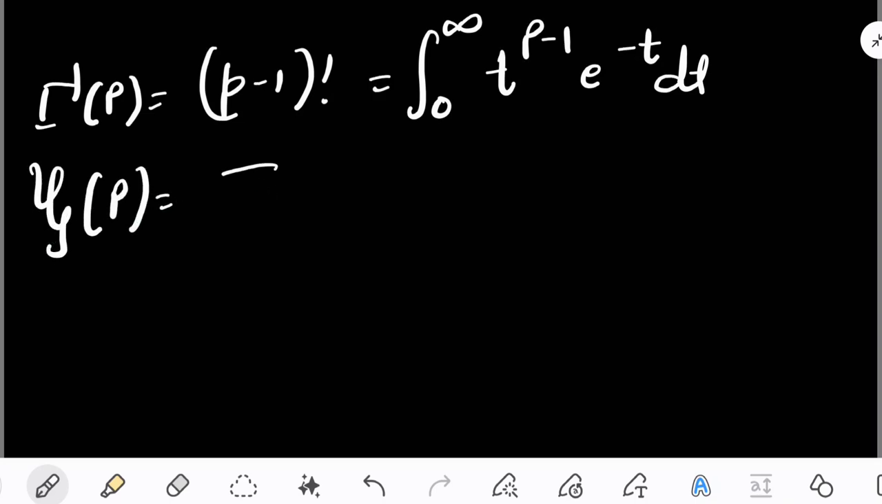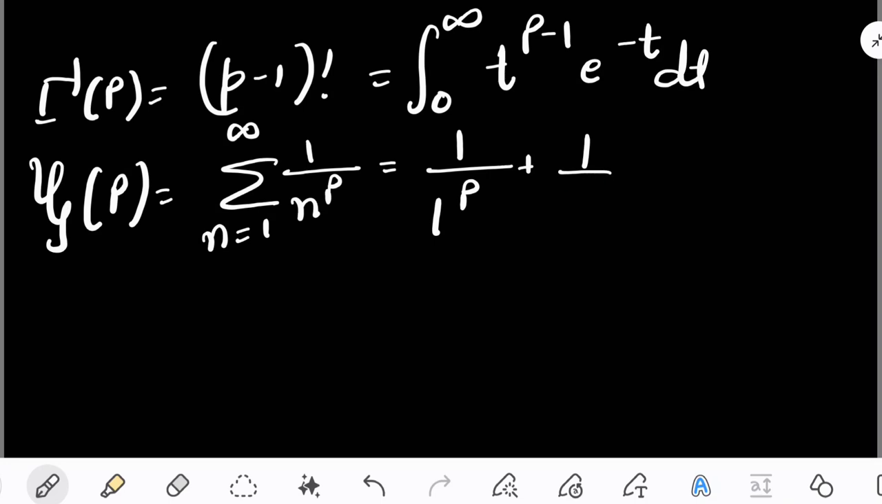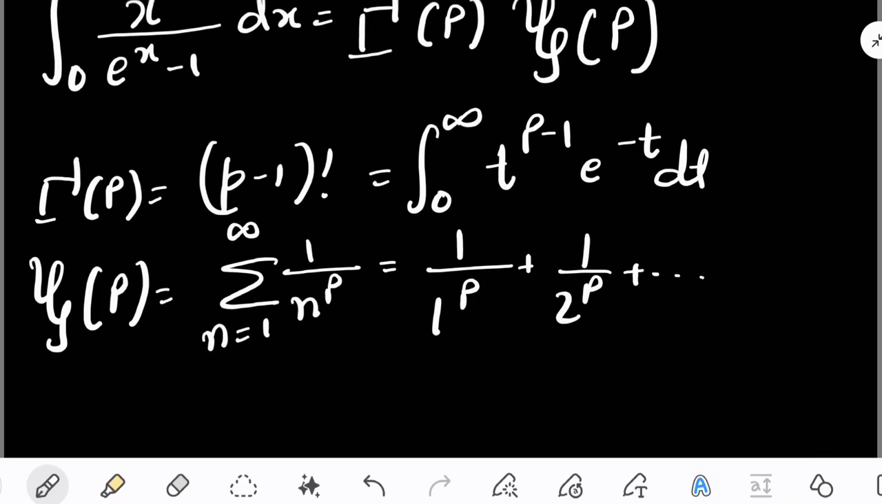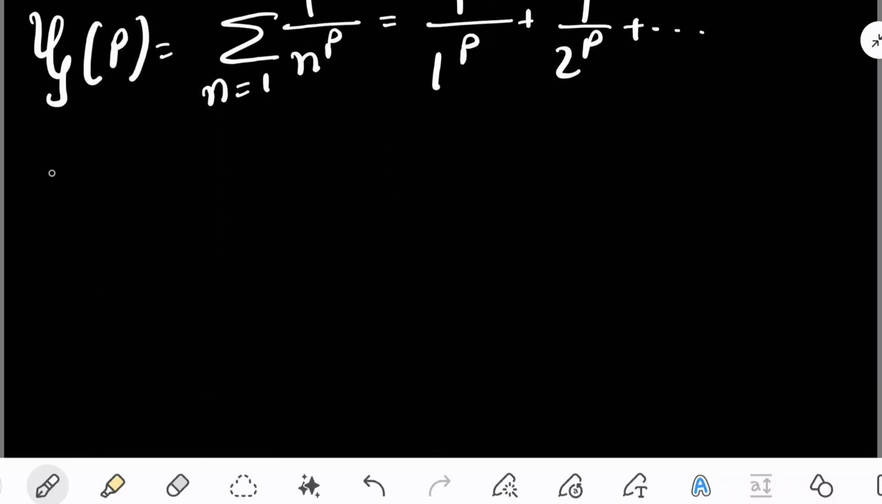Zeta of p is simply equal to the summation n is equal to 1 to infinity of 1 upon n raised to the power p, or it can be written as 1 raised to the power p plus 1 upon 2 raised to the power p, and so on till infinity, right? Okay, so having said all this, let's move on to the proof. Let's see what it is and how to prove it.